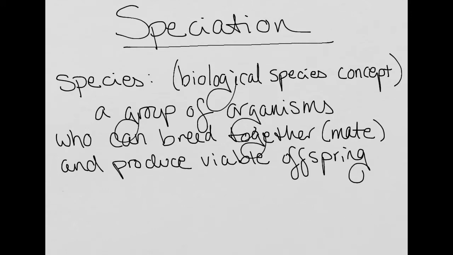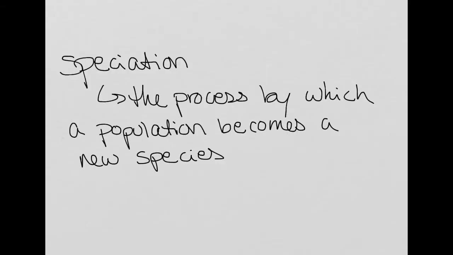This video is going to be brief about the process of speciation. A species, and this is the biological species concept, there are actually several different definitions of species. But according to the biological species concept, a species is a group of organisms that can breed together, which means they can mate together, and they can produce viable offspring from that mating. And so speciation is going to be the process by which a population becomes a new species.